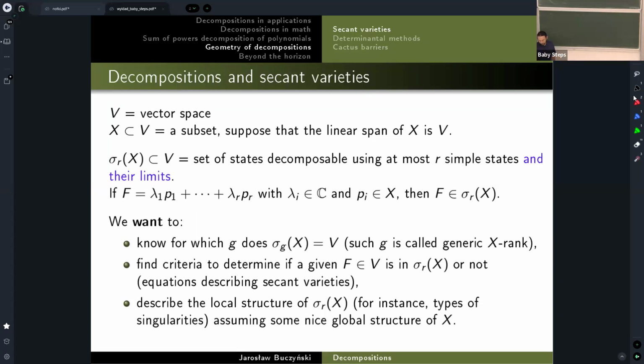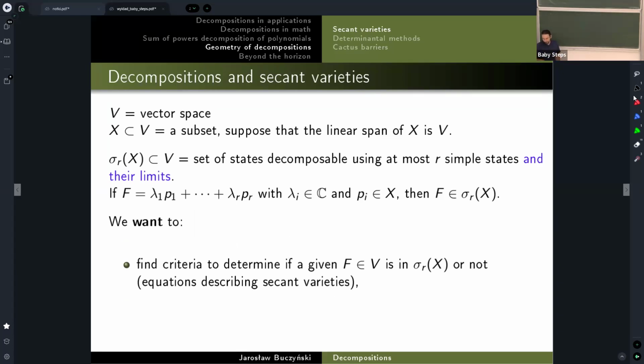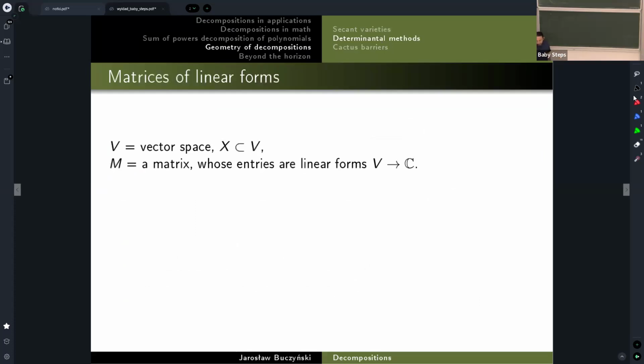And then, of these three problems, from now on I will only talk about the middle one. I will talk about finding equations, and I will present one way of finding these equations. This way starts from a matrix.